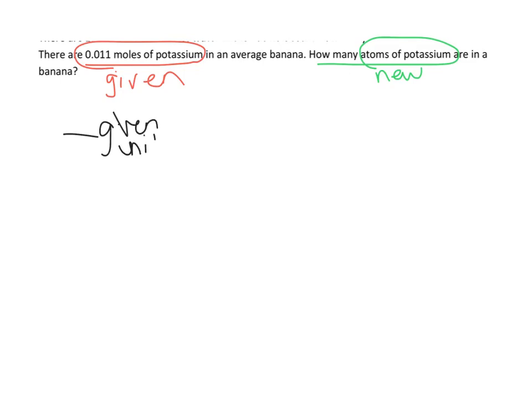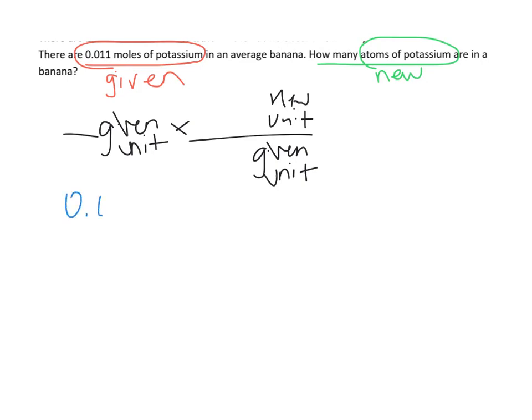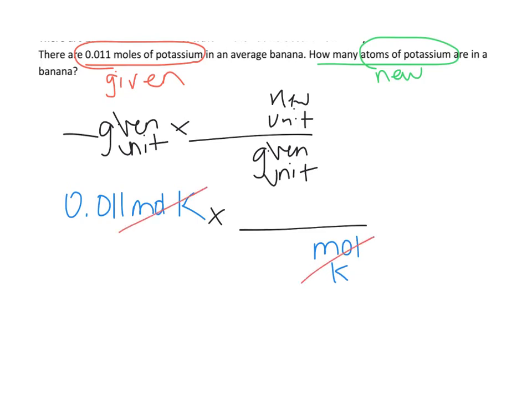Given unit we start with. We're going to, in our conversion factor, put our given unit on the bottom, our new unit on top. Okay, so for this one, we're going to start with our 0.011 moles of potassium. Potassium is K on the periodic table. And then we are going to put moles of potassium on the bottom so that they cancel when we do our math. And then we're going to put our atoms, that's our new unit of potassium, on top.